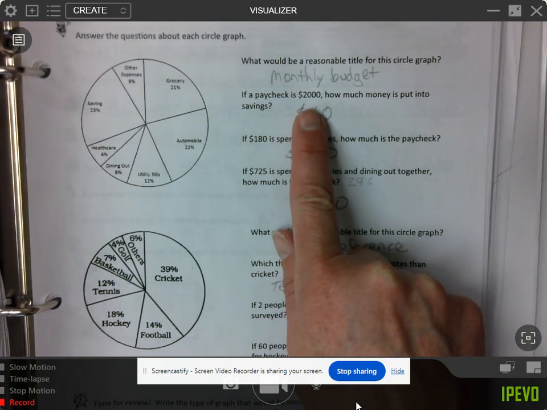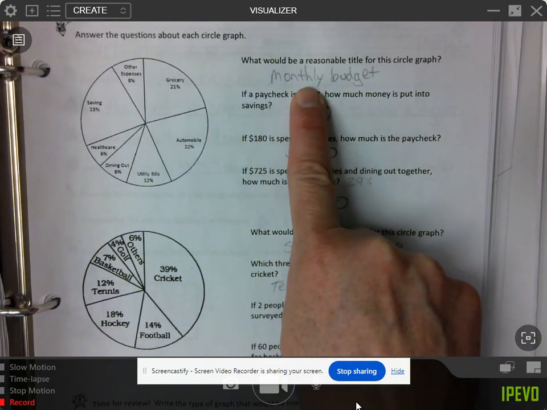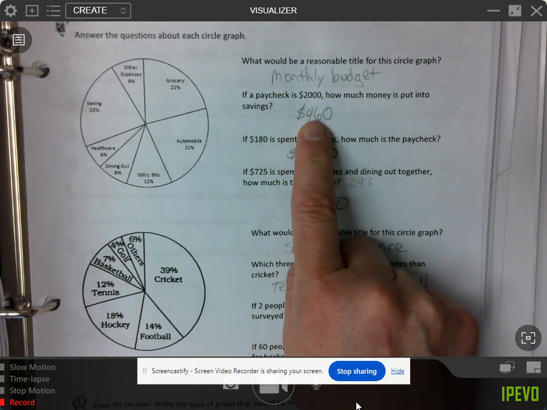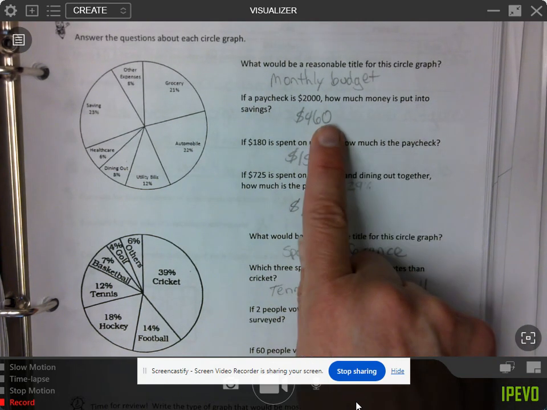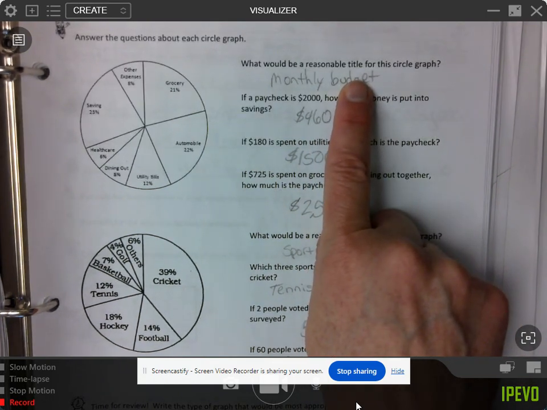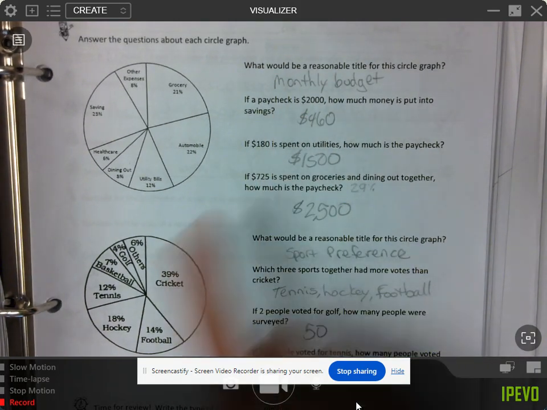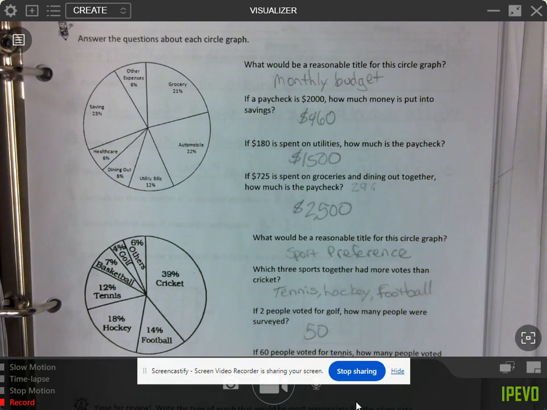If a paycheck is $2,000, how much money is put into savings? Sometimes if we don't know a title right away, reading the questions might help us break it up and say, oh, these questions are all about paychecks. That's going to help me maybe answer the title of the graph. So if a paycheck is $2,000, how much money is put into savings? $460. How did I get that? What math did I do to get $460? Give me a thumbs up if you got $460.